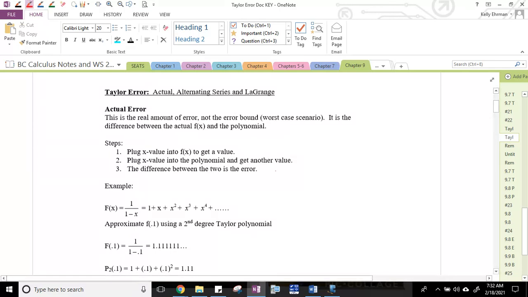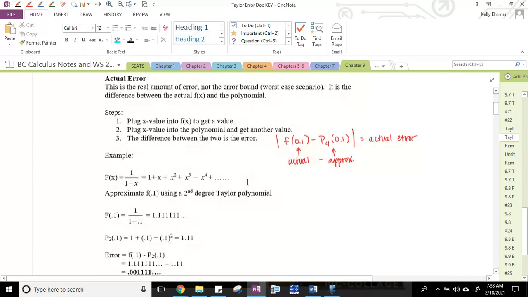So we did that on our notes yesterday where we said, okay, it would be like whatever the actual f of 0.1 is minus, let's just say we used a fourth order polynomial, minus that approximation, that's equal to the actual error. And so again, that's actual value minus approximation. So here's another example of that.